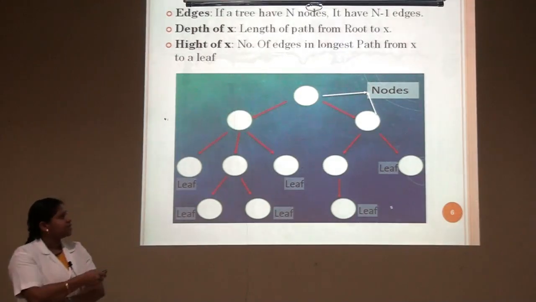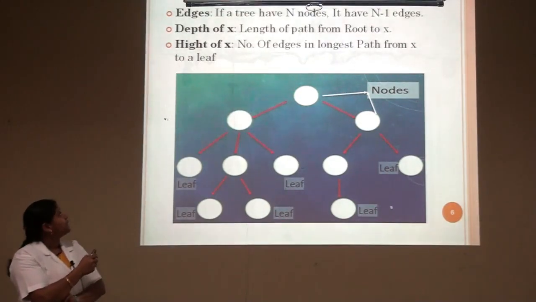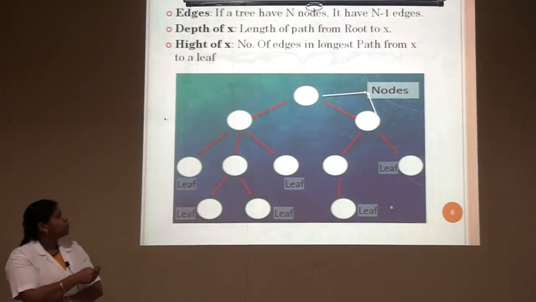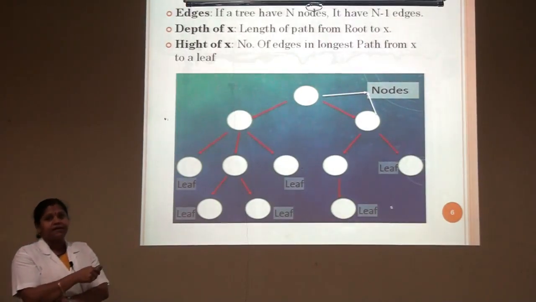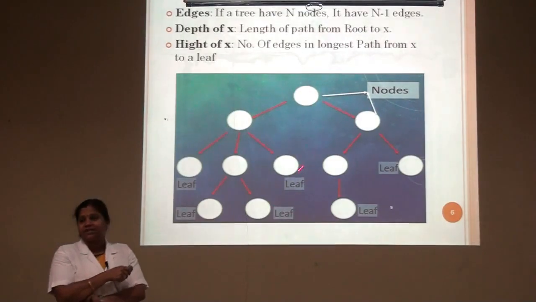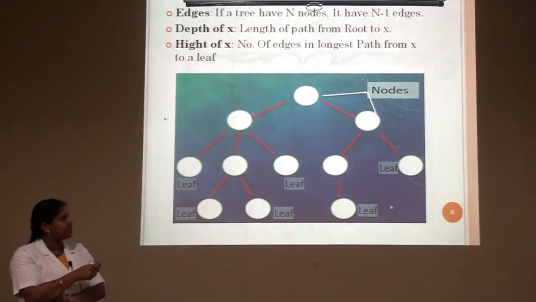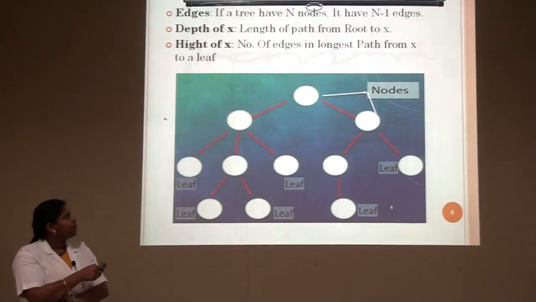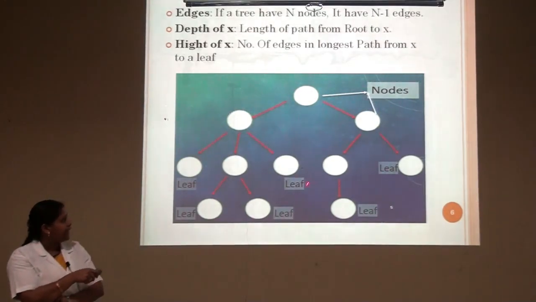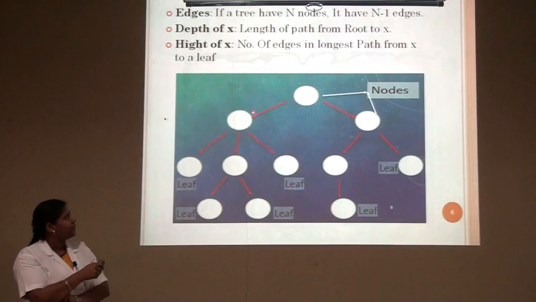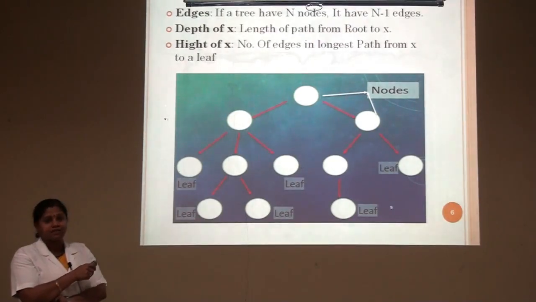Some of the terminologies about this tree data structure are edges, depth and height. What do you mean by edges? When you have a tree structure with n nodes, the number of edges present in the tree structure is n minus 1. For example, in this tree structure, edges are nothing but the connectors between two nodes. This is what an edge is.